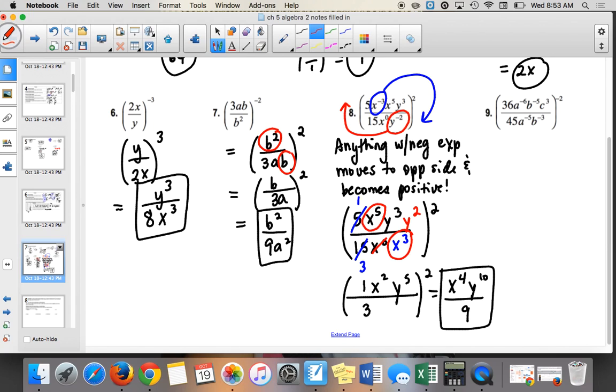So how about our 36 and 45? Do they reduce out? If I had 36 over 45, would you leave that as your fraction answer? No, they're divisible by 9, right? So let's divide by 9. So we get 4 and 5.